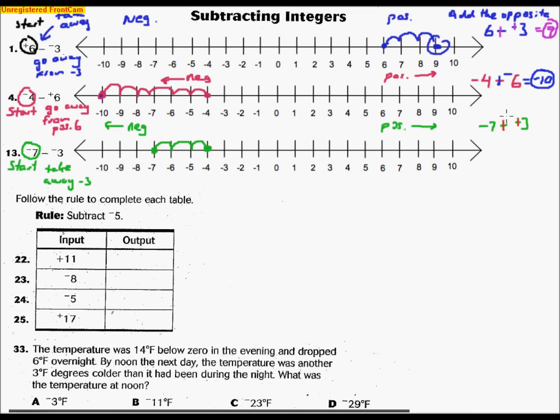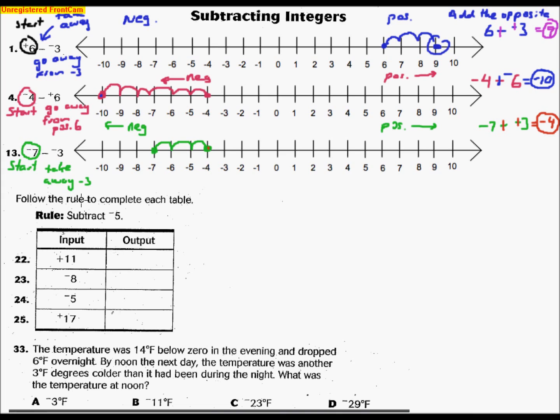And so if I have opposite signs, the rule for addition is I actually subtract those numbers, and I end up at -4. That's the answer I get when I add the opposite, the same answer I got when I use the number line. So let's take a look at another set of directions you see.